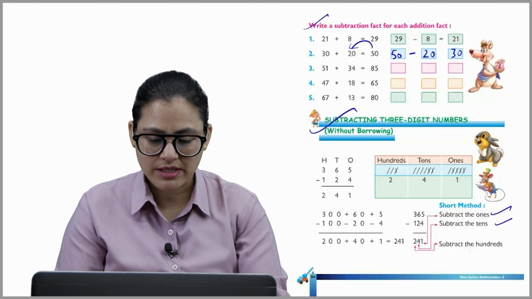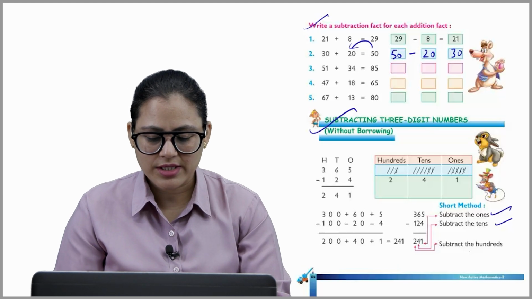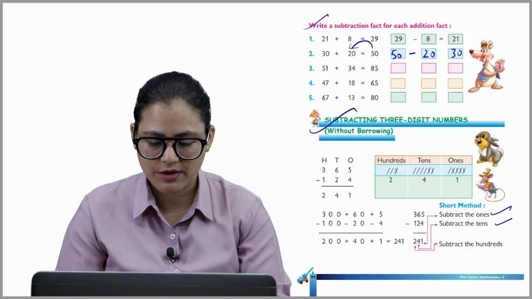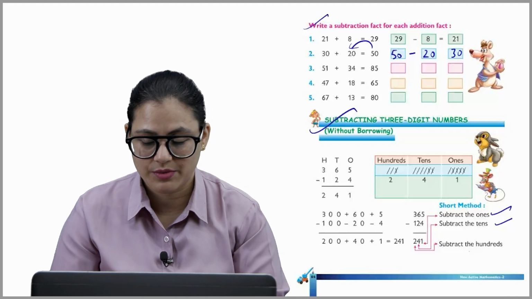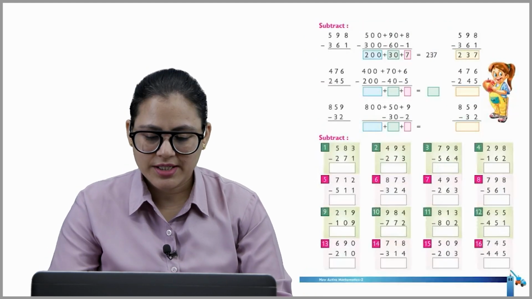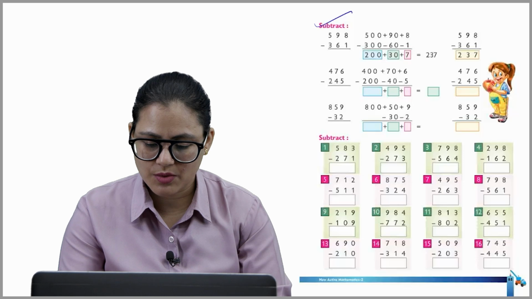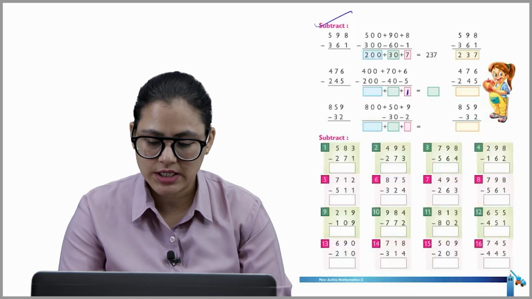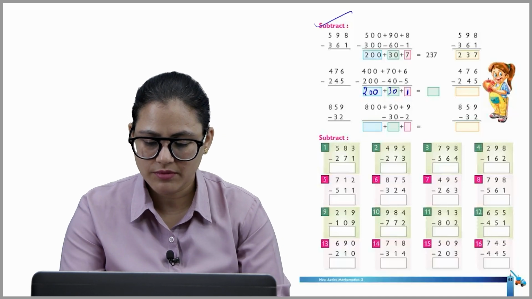Or you can expand it also, 300 plus 60 plus 5, then 124 is 100 plus 20 plus 4, okay. But we have written here minus because we have to subtract these numbers, right. Let's subtract. First one has been done for you, we'll do the next one. See, 6 minus 5 is 1. 70 minus 40 is 30. 400 minus 200 is 200. Okay. So this is 231.